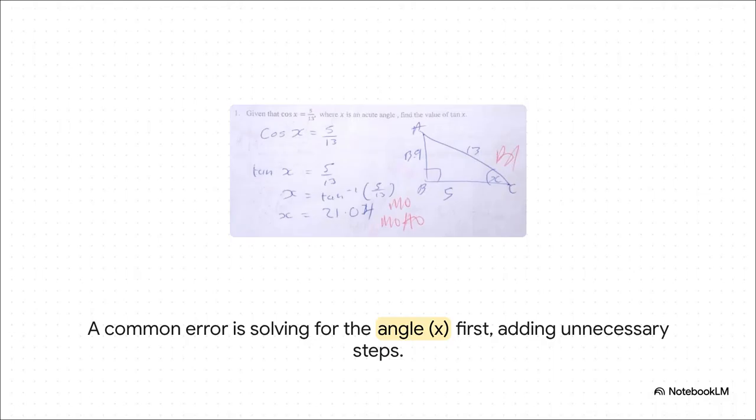And this is exactly what I'm talking about. This is the detour that so many people take. You find the inverse cosine, you get this long, messy decimal for the angle, and then you try to find the tangent of that decimal. It's an extra step, it introduces rounding errors, and honestly, it just wastes time in an exam. We can bypass this whole mess completely.